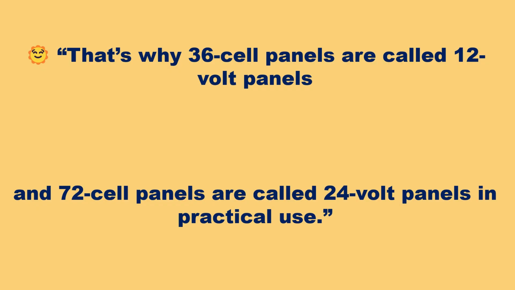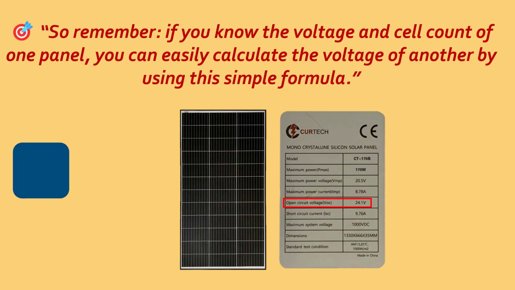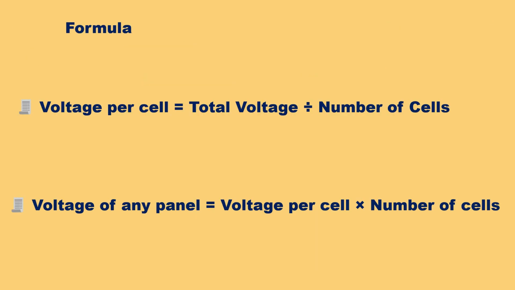practical use. So remember, if you know the voltage and cell count of one panel, you can easily calculate the voltage of another by using this simple formula. Voltage per cell is equal to total voltage divided by number of cells.